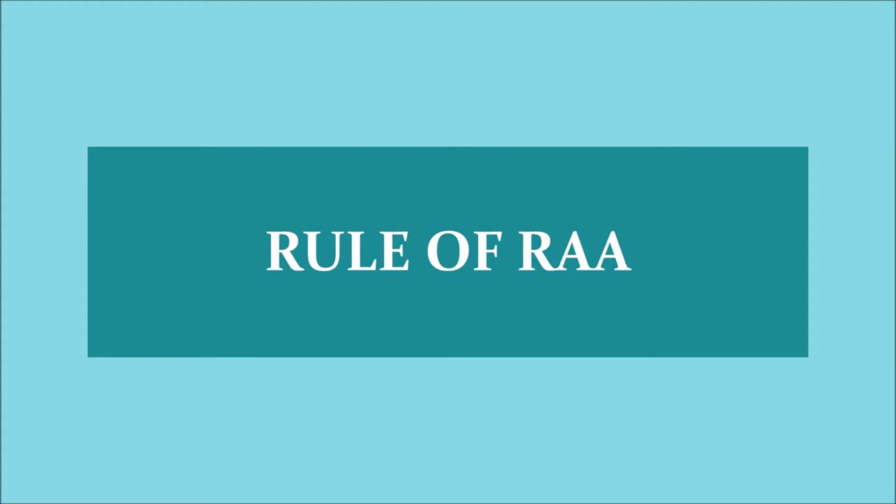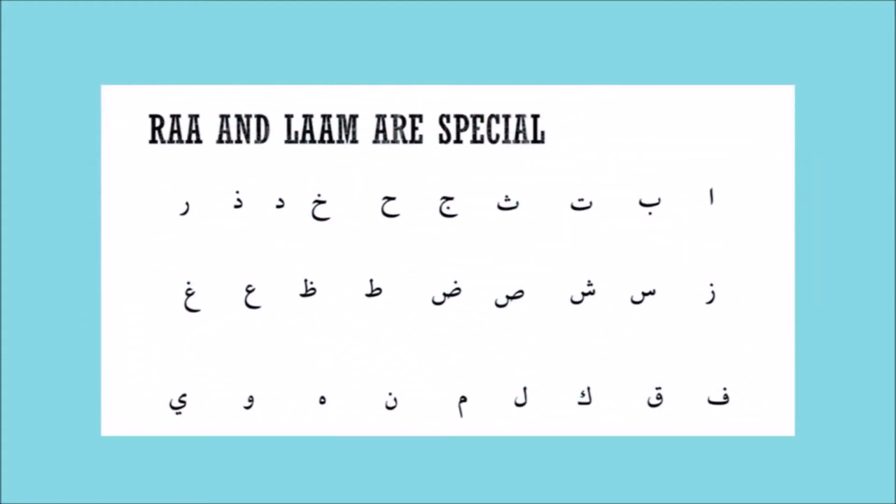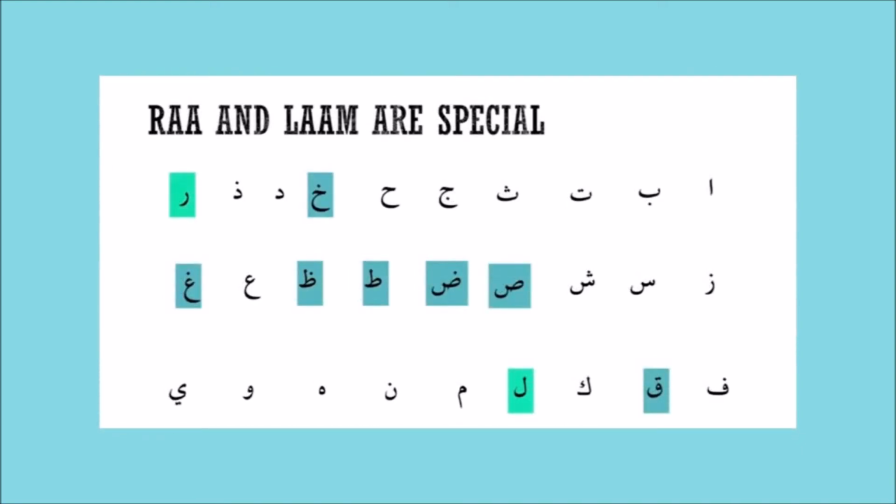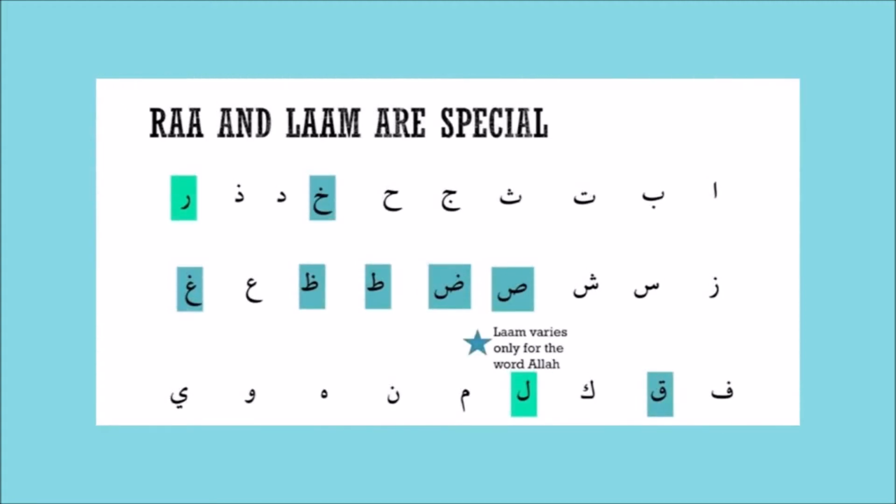We will recap from our previous lesson. We learned there are 7 heavy letters in the Arabic alphabet: the letters Kha, Sad, Dad, Ta, Dha, Ghain, Qaf. From the word Khus, Dagh, Tin, Qid. There are 2 exceptions to this rule, the letters Ra and the letter Lam, which only varies for the word Allah. All the other letters are light letters.